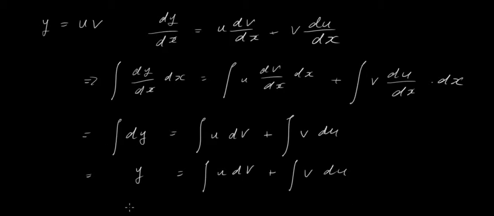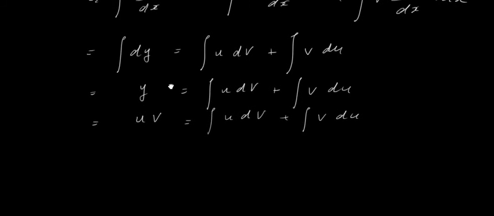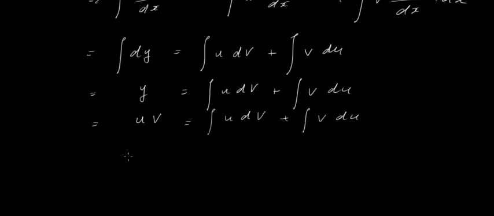Okay, now we know from the beginning here that y is equal to uv. So instead of y here, I'm just going to put in uv. So uv here is equal to the integral of u dv plus the integral of v du. Okay, and you can probably see where this is going at this stage.